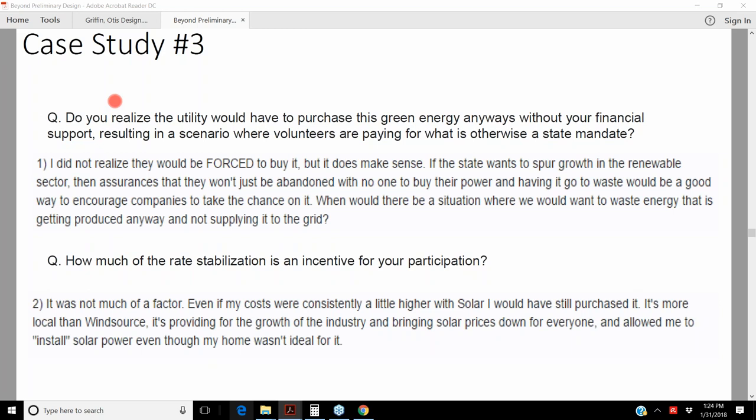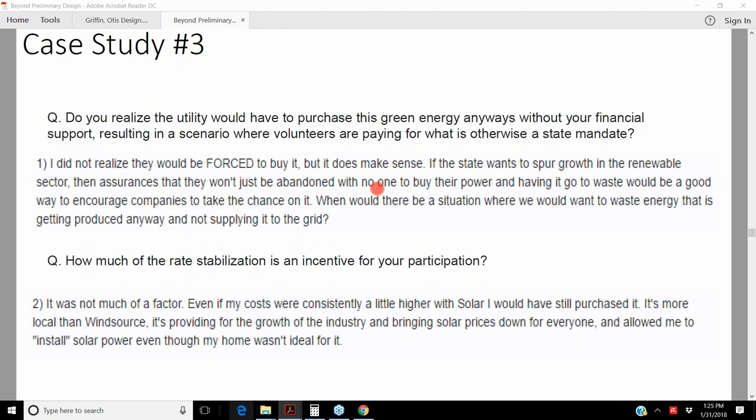And he says, well, I didn't realize they would be forced to buy it, but you're being too harsh, JR. You need to stop being a pencil pusher or a bean counter. If the state wants to support renewable energy this way, that's something I want to help them do.